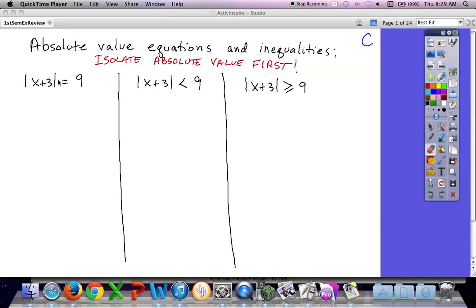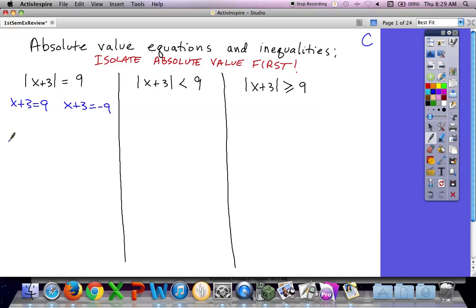The first step at this point is break down the absolute value. In the case of an equation, you're going to write 2 equations. One will be that x plus 3 equals 9. Because if it does, what's the effect of the absolute value? It's nothing, right? Because it's already a positive 9. It equals positive 9. The other equation that you solve is x plus 3 equals negative 9, right?